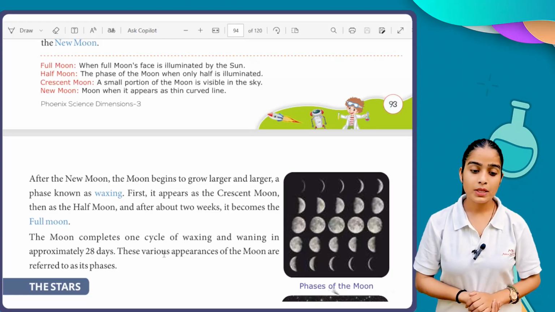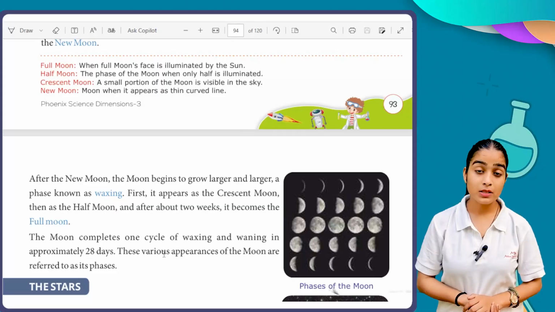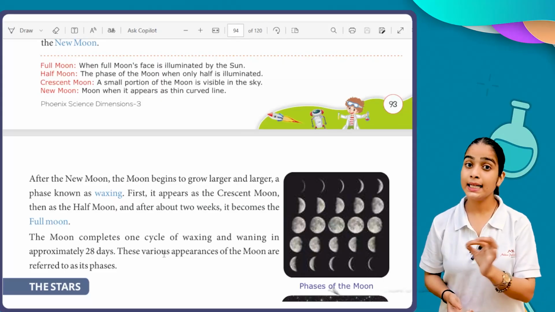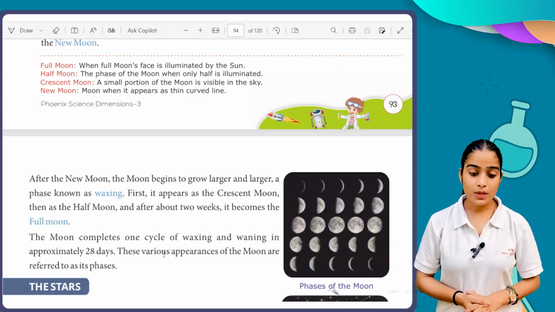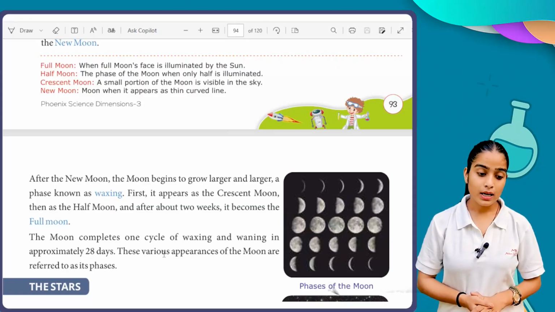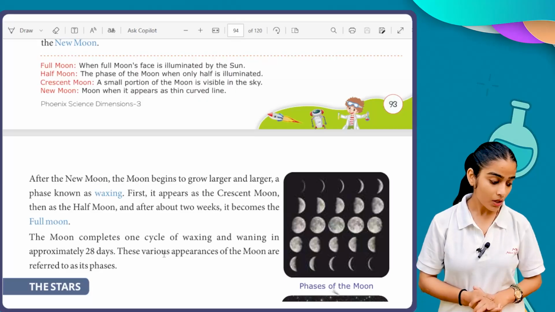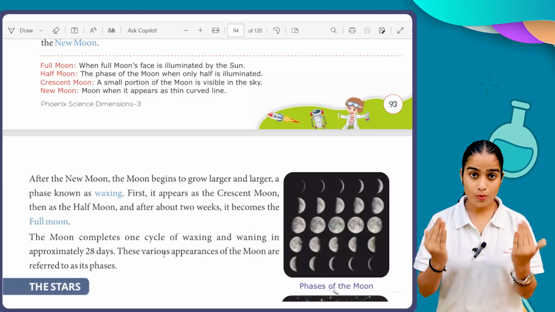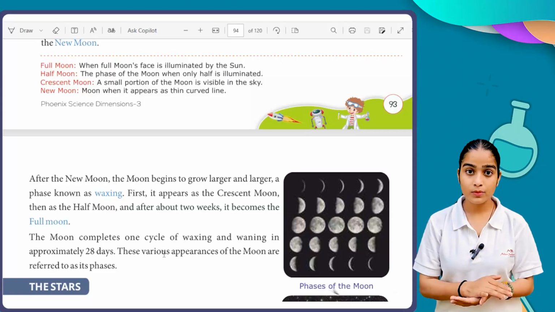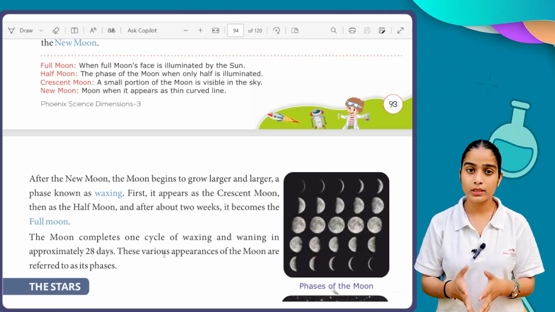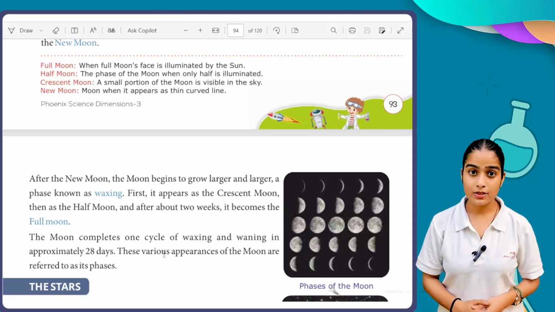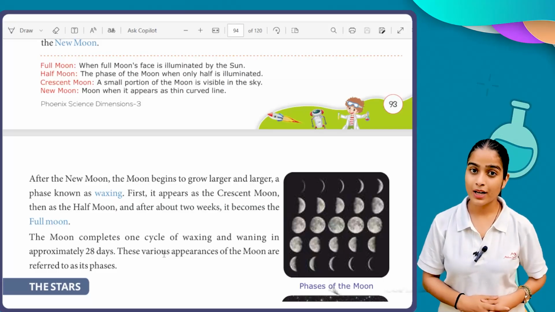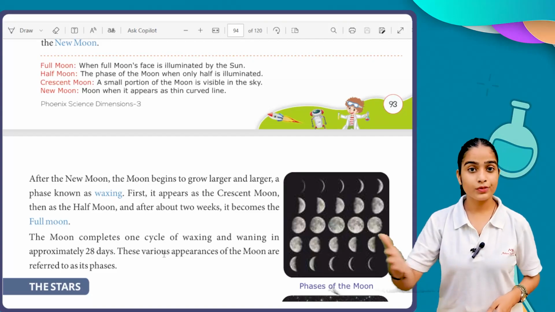Now the moon completes one cycle of waxing and waning in approximately 28 days. How many days are taken by the moon? 28 days. These various appearances of the moon are referred to as its phases. So what we understand here is that the total process takes the moon 28 days, and these changes over 28 days are referred to as the phases of the moon.